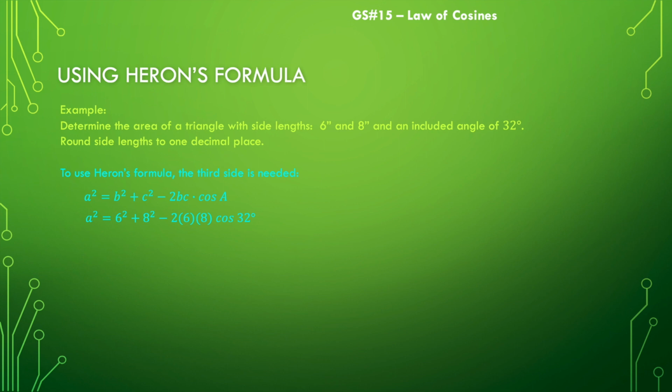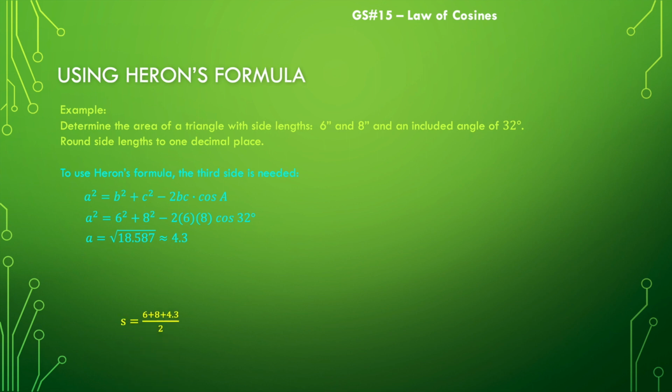Okay, so substituting in 6 for b and 8 for c and 32 degrees for the measure of angle A, we'll crunch this in our calculator, and we find that a squared is equal to 18.587. When we take the square root of that, we get approximately 4.3. Now we know that the last side length is about 4.3 inches.